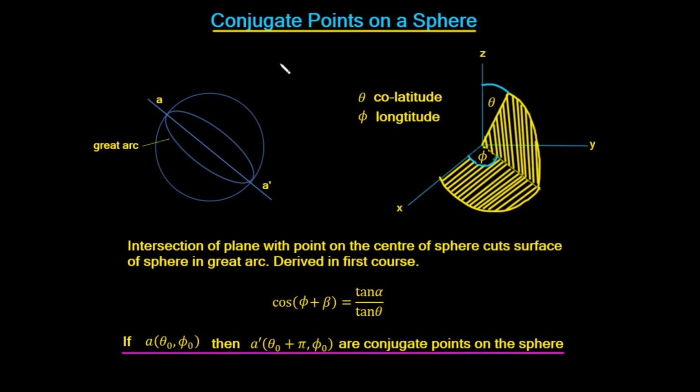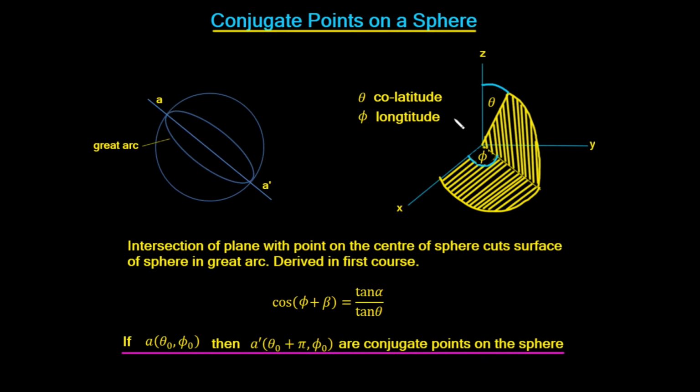Let us look at the conjugate points on a sphere. We have already touched on this subject in a previous video, but now let's go through it in a bit more detail. We have the sphere here, and we have the great arc that travels around the sphere. We have a point A on the great arc, and when we go to the point diametrically opposite, this will be A dash, and this will be the conjugate of A.